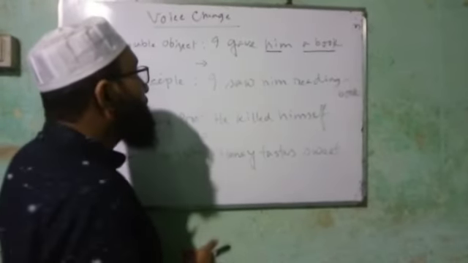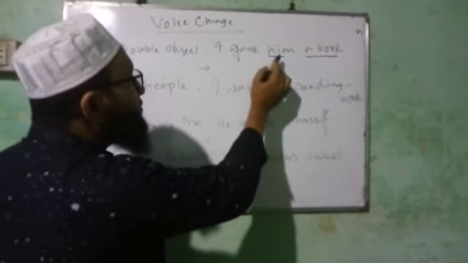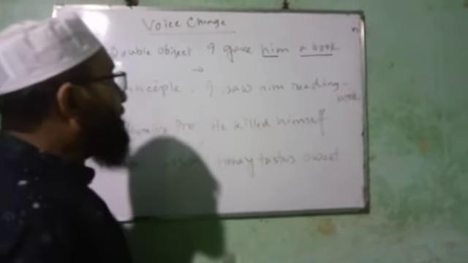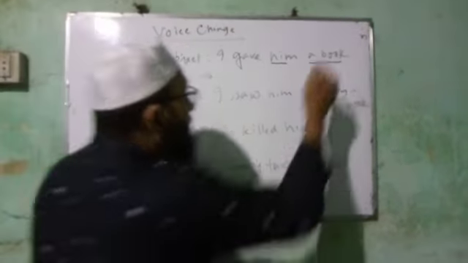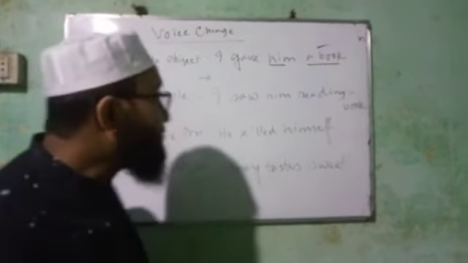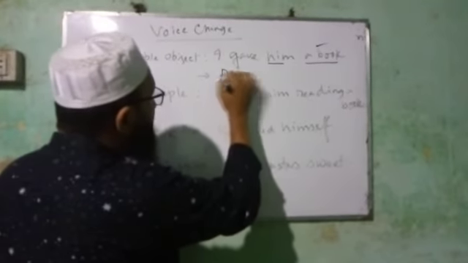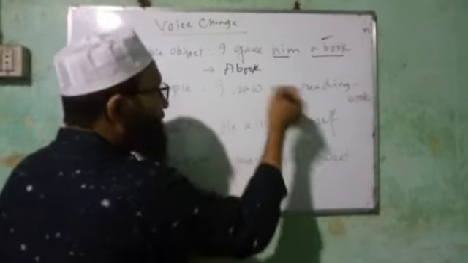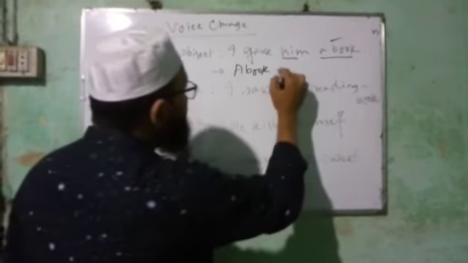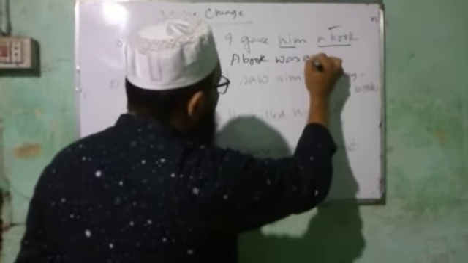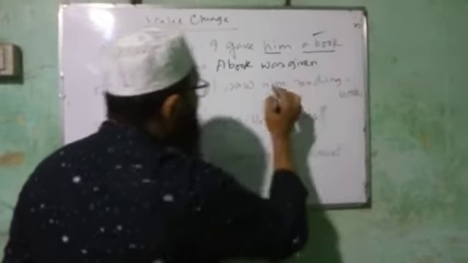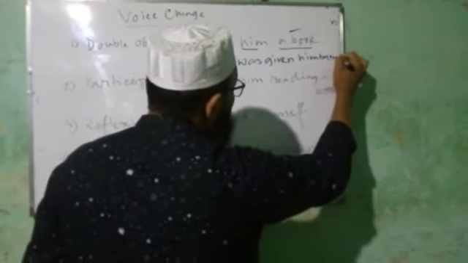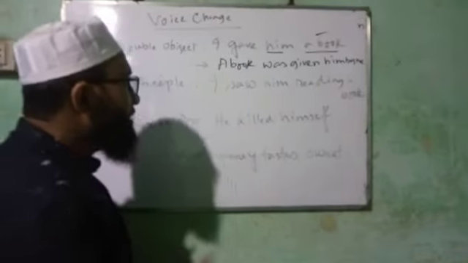Okay, so let's try. I gave him a book. We know that it is in past indefinite tense. So if we take a book as an object, then we can say, a book, as it is in past tense, we have to add the auxiliary was. A book was given. Him remains unchanged, by me. Okay, it's one example.